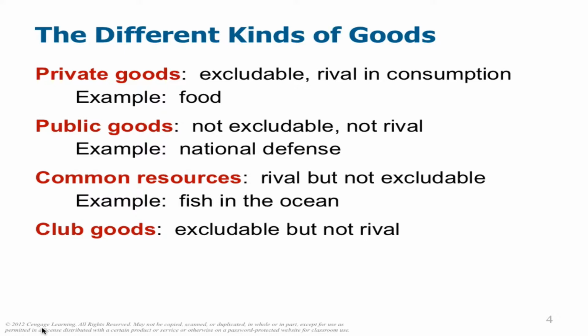You can keep people out, but if you were to let them in, it wouldn't necessarily hurt your consumption. Prime example, cable TV. I am able to go home and enjoy my cable TV despite the fact that KK is also enjoying her cable TV. Now, because Laura won't pay for cable TV, she is excluded. But KK consuming it doesn't hurt my consumption of it.